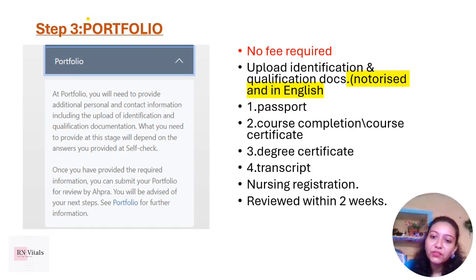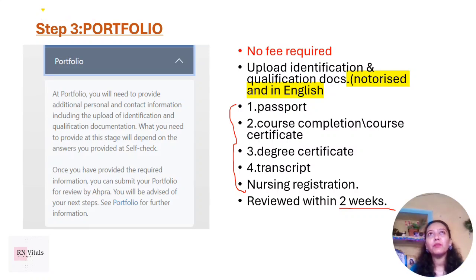Okay, step number 3, portfolio, an important step, but no fee here. Just have a look at the following documents that you need to upload, like passport, course completion transcript, nursing registration, degree certificate. Your portfolio is often assessed and reviewed within 2 weeks, and they will often send you a mail that your portfolio is reviewed, and now you can proceed to your NCLEX RN examination.